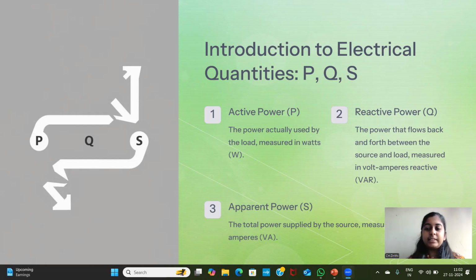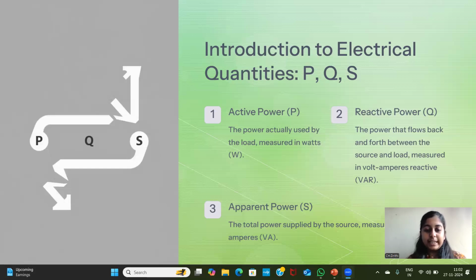Now let us discuss reactive power. Reactive power is the amount of total electric power which remains unused in the AC electric circuit and flows back and forth in the electrical system from load to source and vice versa. In simple words, we can say that it is the power that flows back and forth between the source and load. It is denoted by the letter Q. The units are volt ampere reactive, that is VAR.